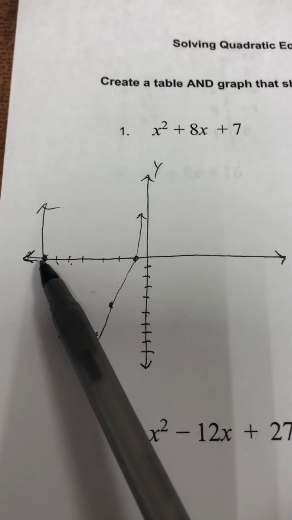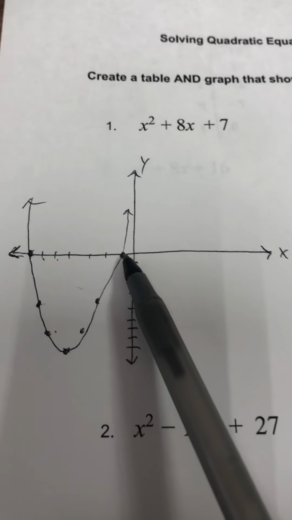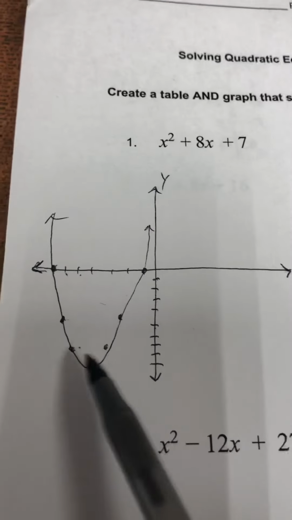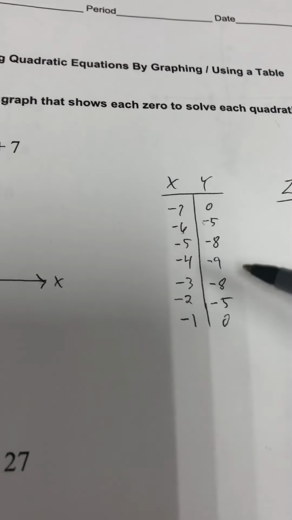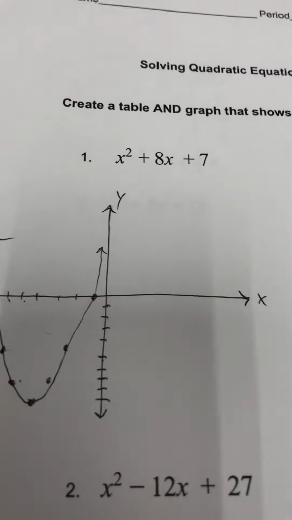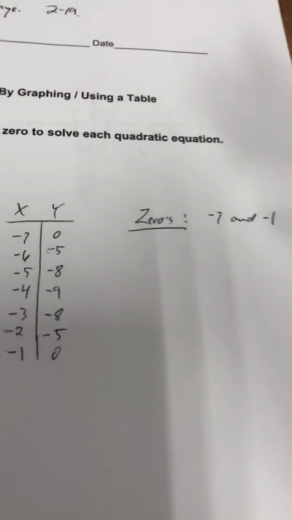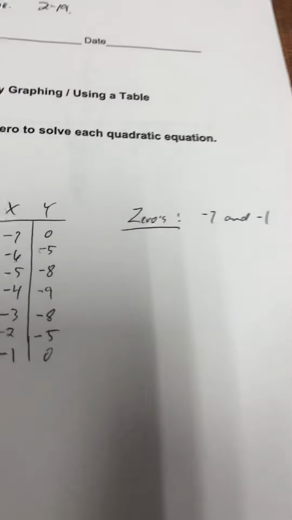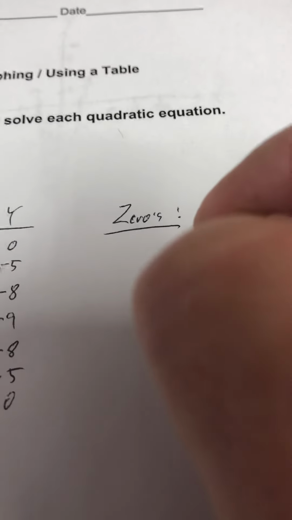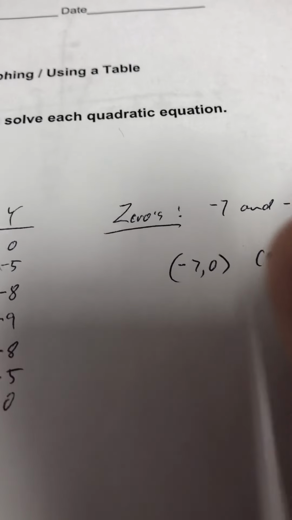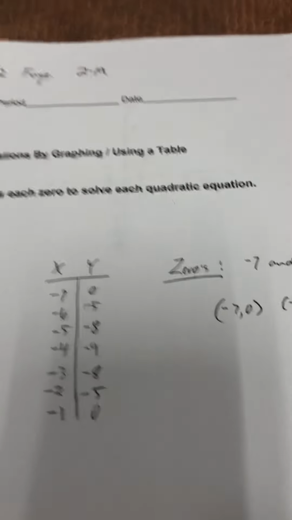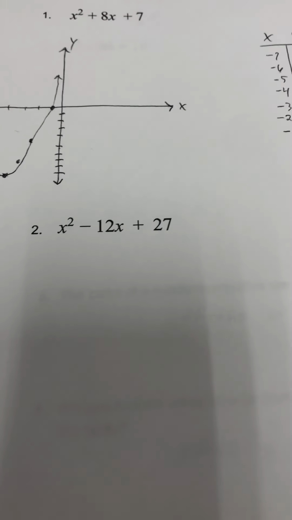You can see my zeros here at -7 and at -1. And then I just kind of eyeballed where these other points in between would go, and then connected them and drew my graph. It's kind of ugly, but it works. So the zeros are -7 and -1. That's where the x or zeros, also known in a quadratic as your x-intercepts, are going to be. And so that would be (-7, 0) and (-1, 0) are the x-intercepts. Try that for number 2. Plug it into your Desmos or your graphing calculator and get that information.